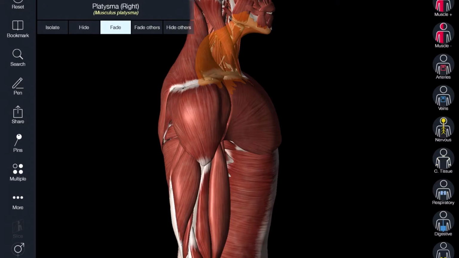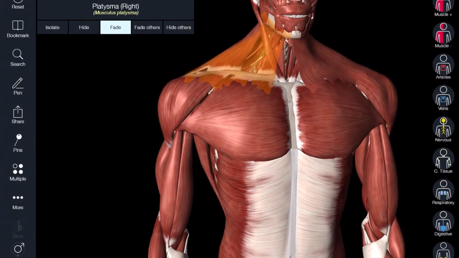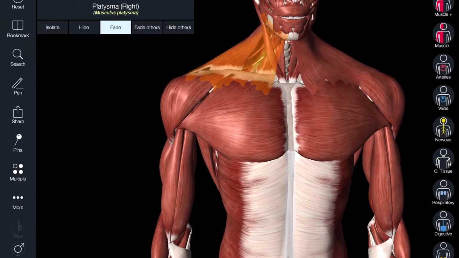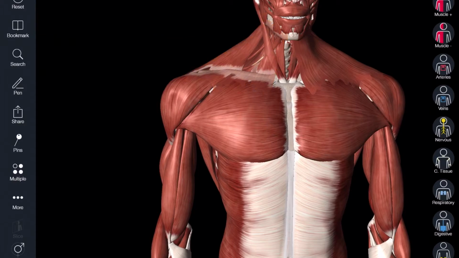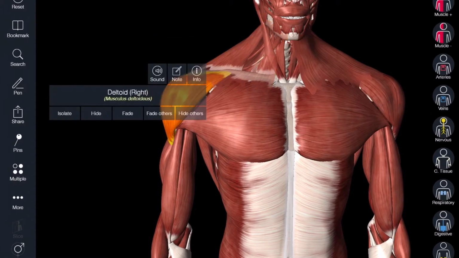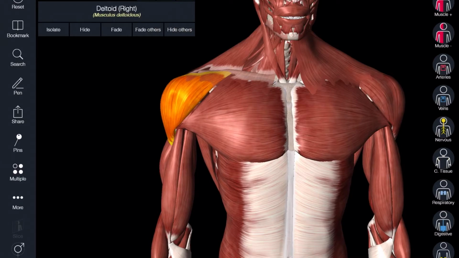So that is, now I can't make the app move, unfortunately, but you can imagine, and we are going to take a look at these movements after we look at the app. But abduction is taking the arm out to the side, away from the midline of the body. So abduction is the action of deltoid when all three sets of fibers are working together. Let's get rid of platysma here. Let's light up deltoid. Okay.